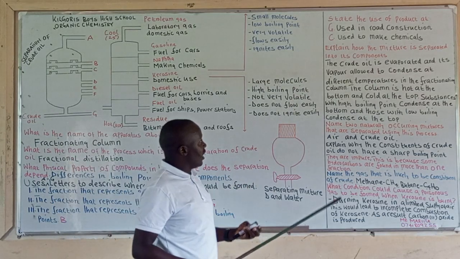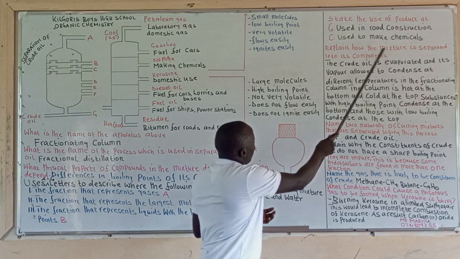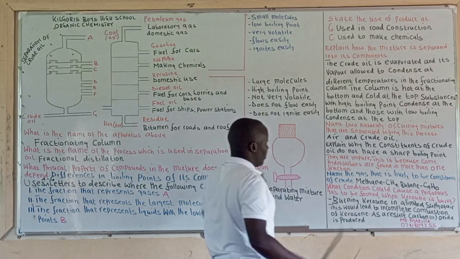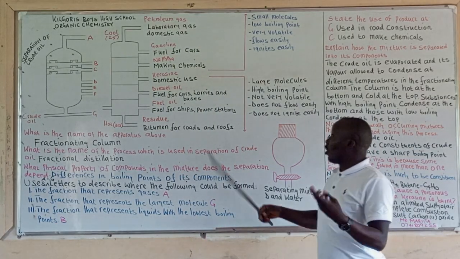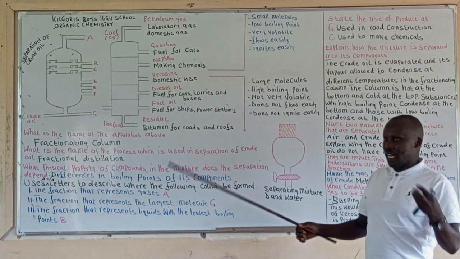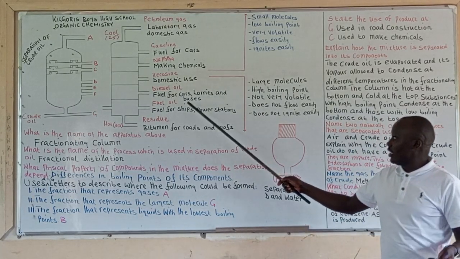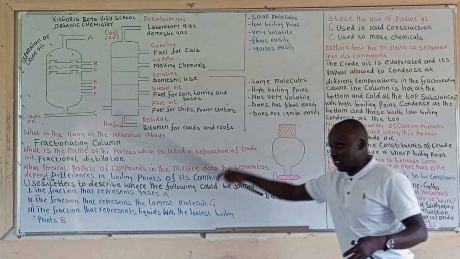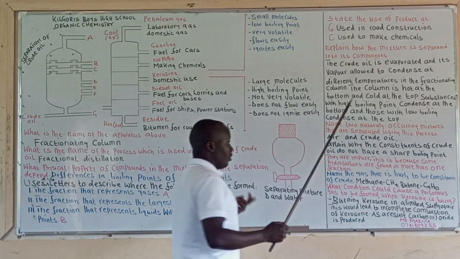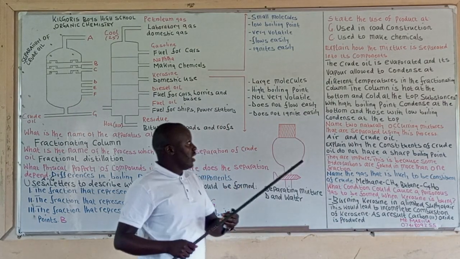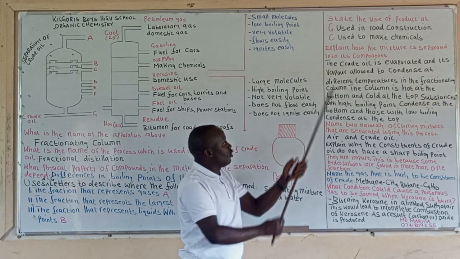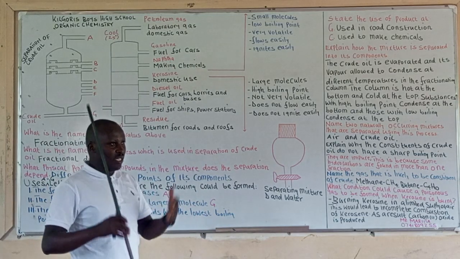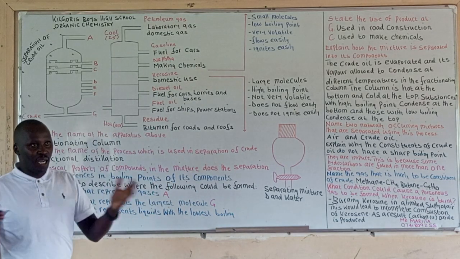Explain how the mixture is separated into these components. The components are petroleum gas, gasoline, naphtha, kerosene, diesel, fuel oil, and of course bitumen. How are they separated using this fractionating column? You just say the crude oil is evaporated and the vapor is allowed to condense at different temperatures. We have said that these fractions have different boiling points because they have different numbers of carbon atoms in their hydrocarbons.